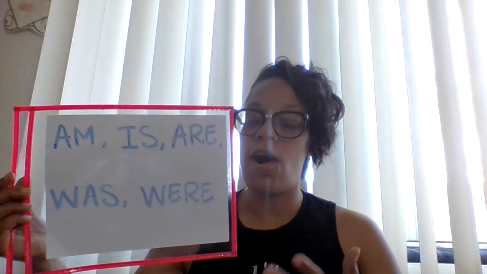All right, now that we have learned our non-action verbs, let's look at them one more time. Remember, a lot of our non-action verbs are familiar because they are our helping verbs. So if there are verbs after the non-action verb, it is a helping verb. But these are non-action verbs if there is no verb after them. Am, is, are, was, were.